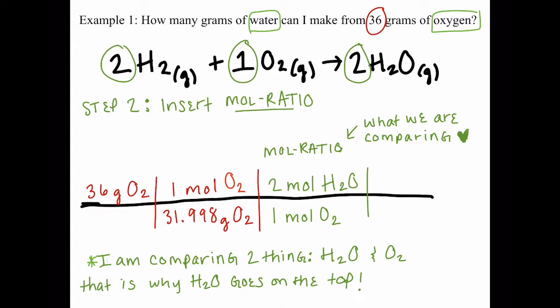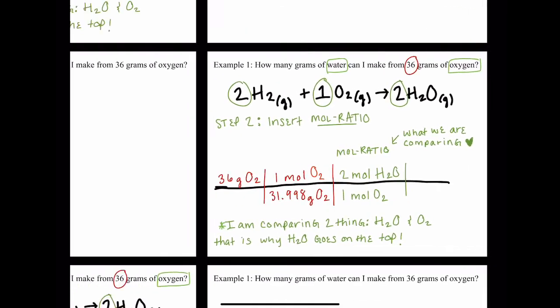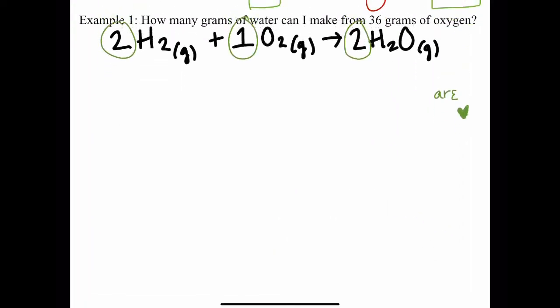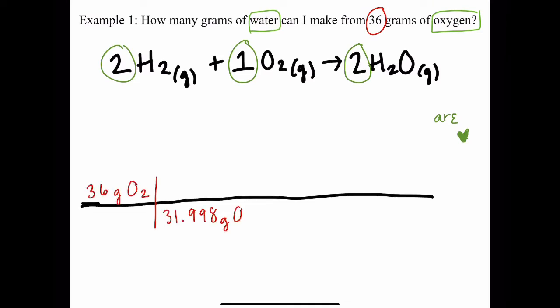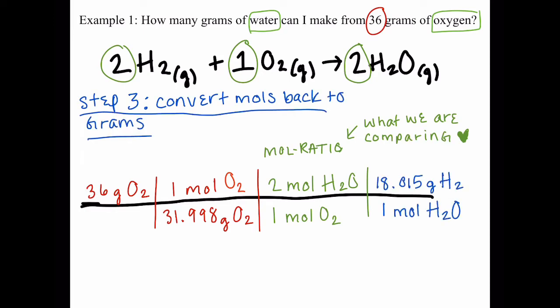When you set it up, you want to set it up so that your diagonals are the same so that they'll cancel out. That's why I have one mole of oxygen on the bottom, because the one mole of oxygen over 31.998 will cancel that one out. So now we're going to do step number three, where we convert back into grams. So we went from 36 grams of oxygen into moles of oxygen. Then I put in my mole ratio with moles of oxygen on the bottom so that those diagonals will cancel out. And I put what I'm comparing it to on the top, two moles of water.